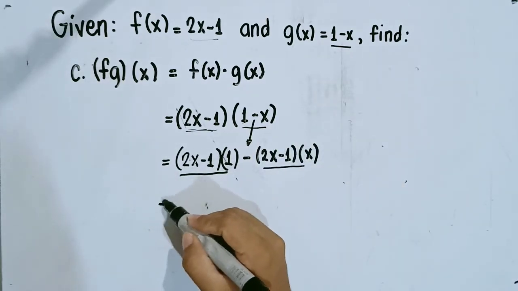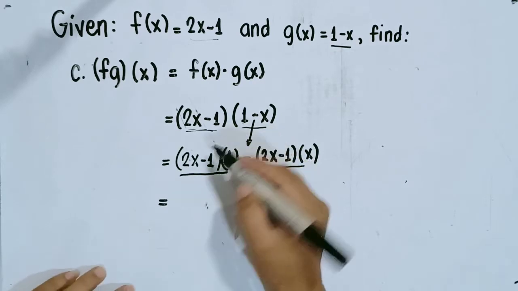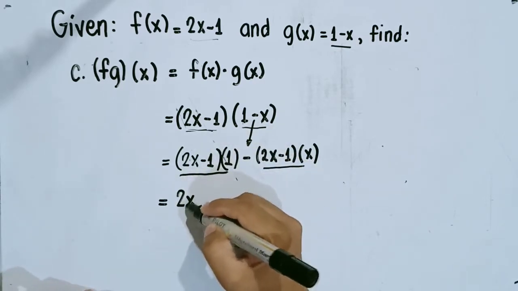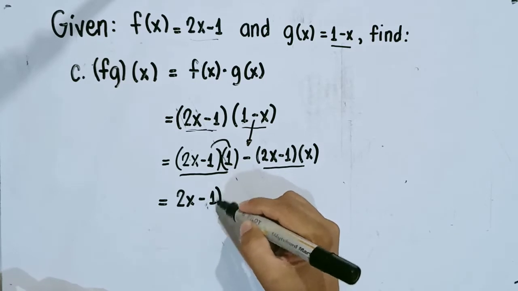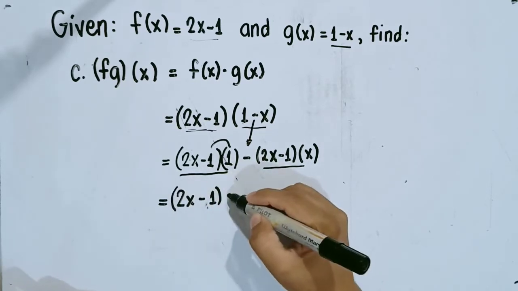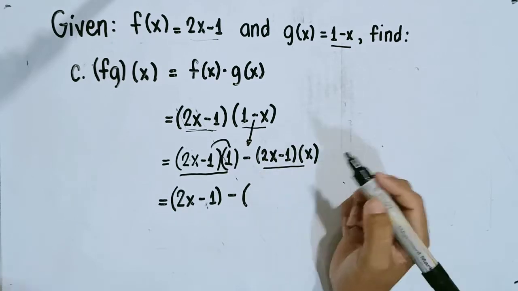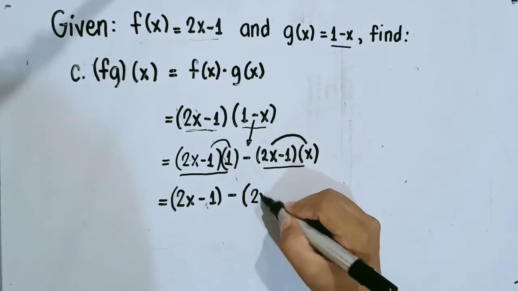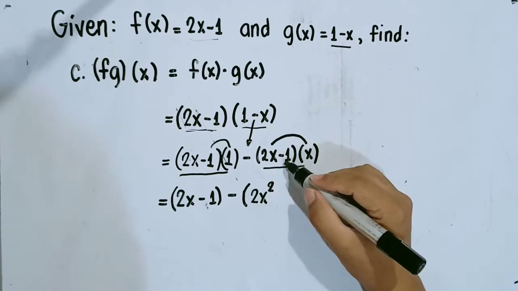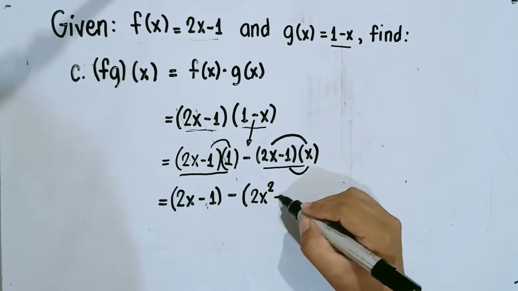Then let us distribute. So 2x times 1, we have 2x. Negative 1 times 1, we have negative 1. Then put it in a parenthesis, minus, again parenthesis, 2x times x, we have 2x squared. Negative 1 times x, we have negative x.